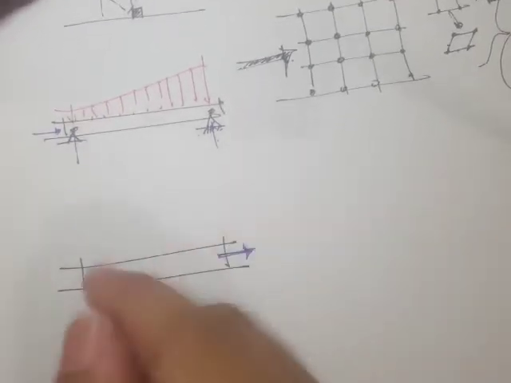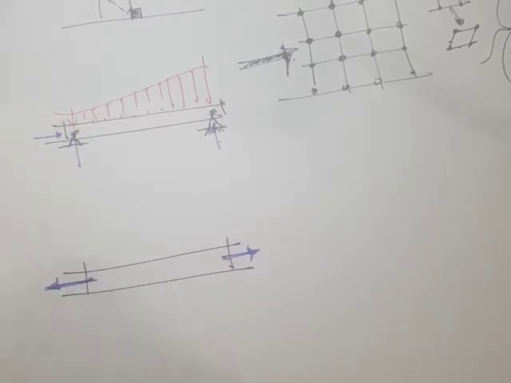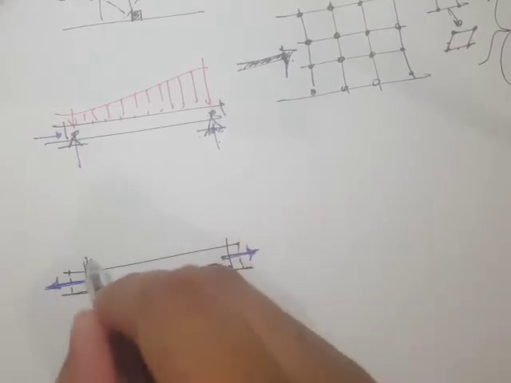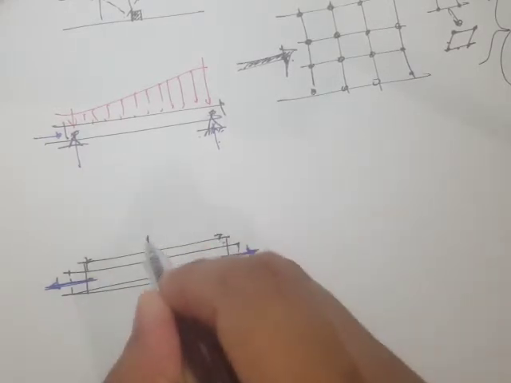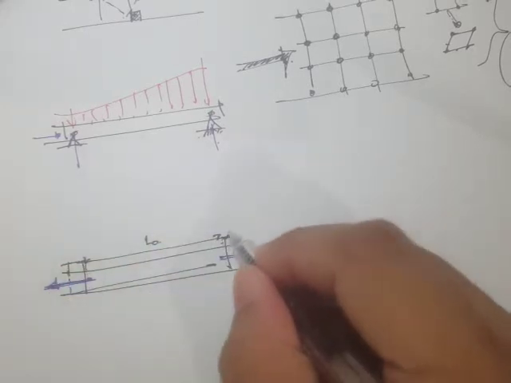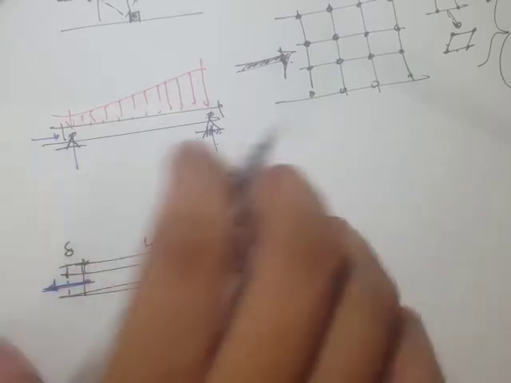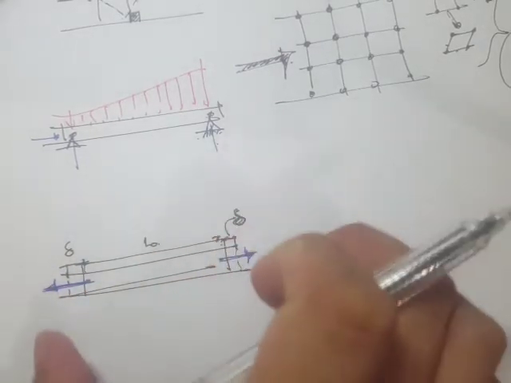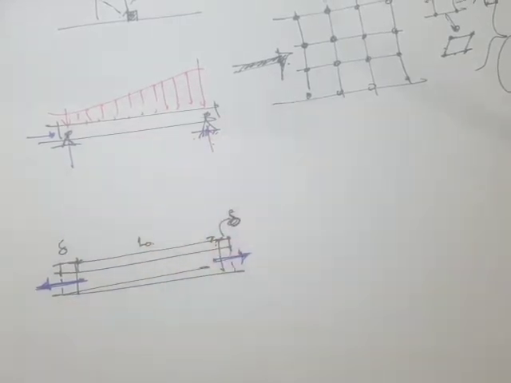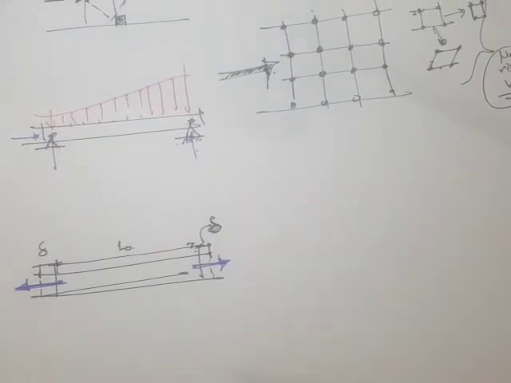So I'm trying to pull this bar apart. What will happen is that this bar will elongate. Originally this is the length, L sub O, but then right here there's going to be some elongation, and let's use the symbol delta. In other words, in this type of scenario, we are now dealing with deformable bodies.